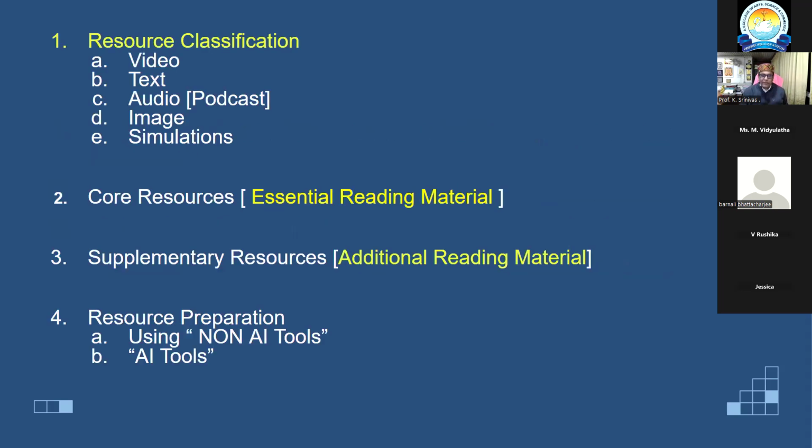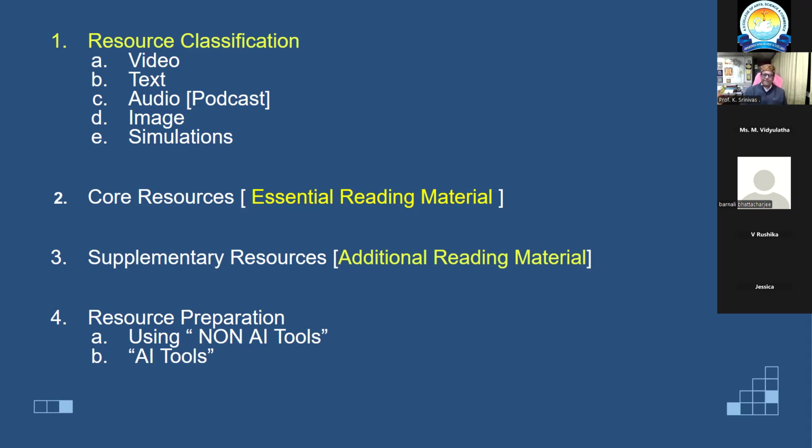What is important over here is to understand what types of resources are available: video, audio, text, image, and simulations. Again, I further divided the resources into two parts, face-to-face and online. One is core resources, which I call essential reading material. The second is supplementary resources, which I call additional reading material.